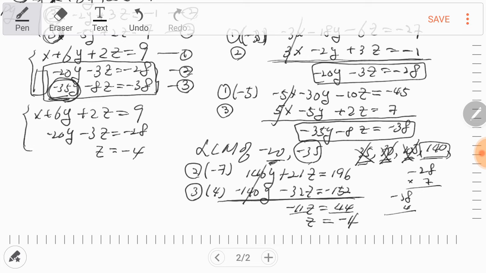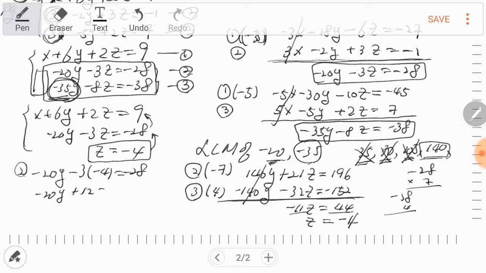This is the row echelon form. The last equation is z equals something, which gives you the z value. Let's find the y value from the second equation, and then find the x value from the first equation. From the second equation, negative 20y minus 3 times z, which is negative 4, equals negative 28. Then negative 20y plus 12 equals negative 28. Then negative 20y equals negative 40 after subtracting 12 from each side. So y equals 2.